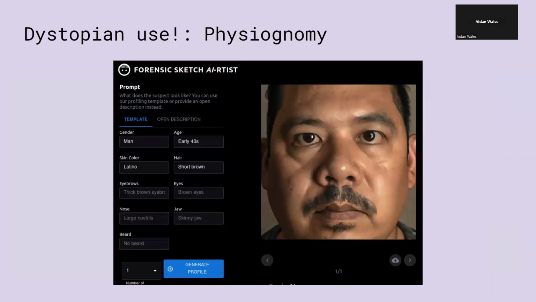Physiognomy, which is basically like, yeah, as it says here, a forensic sketch AI artist. Oh, look, this person's brown, of course. Like using a data set, knowing very well that there's a disproportionate amount of brown people in prison who have had their portraits taken for mugshots and stuff like that. Of course, there's problems with that.